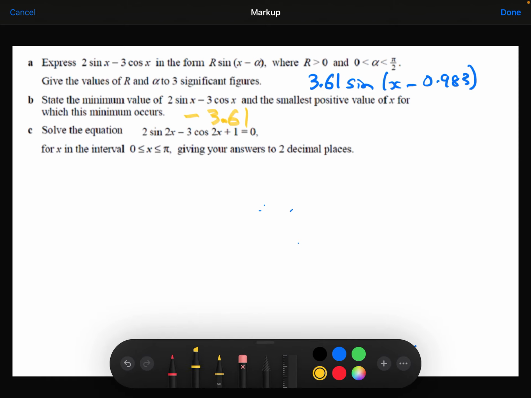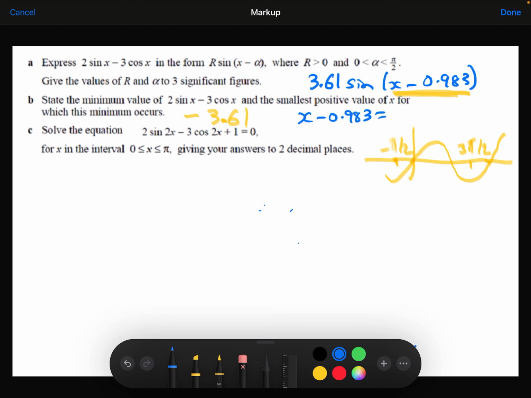Now I need to think, well, when does that occur? When does sine have a minimum? The sine graph looks like this. So that has a minimum at 3 pi over 2 or at minus pi over 2. It could be either of those. I'm going to check both. So that x minus 0.983 could equal minus pi over 2, or it could equal 3 pi over 2.